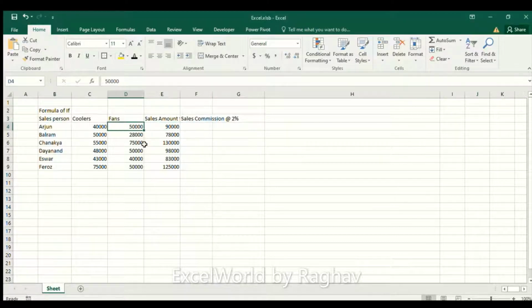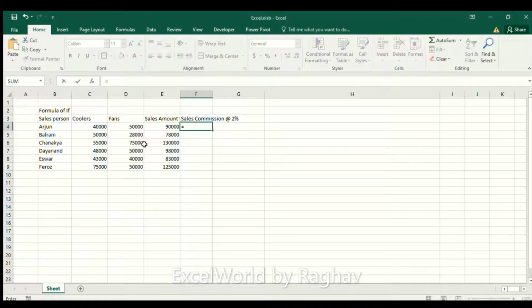Here the condition is when coolers and fans each make a sale of 50,000, that is the coolers should be at 50,000 and fans also should be the sales of 50,000, then only the salesperson is entitled to earn a commission of 2%. Now let's look at how to apply the formula.